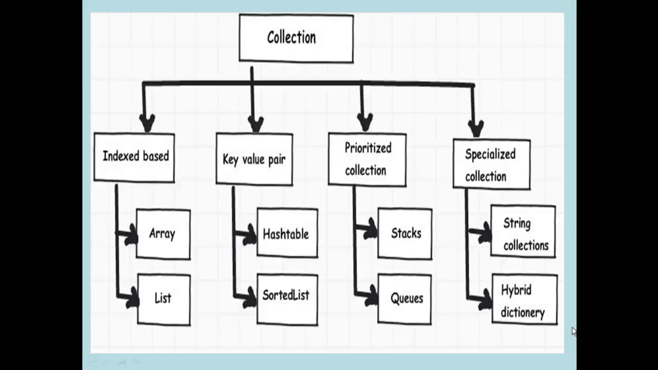.NET collections are divided into 4 important categories: index based, key value pair, prioritized collections, and specialized collections. Let's first start with the first 2 categories, that is index based and key value pairs. In index based, we have 2 types of collections, that is array and list. And in key value pair, we have hash table and sorted list. So first let's try to understand the first 2 categories, and later we'll move towards the other categories, that is prioritized and specialized collections.